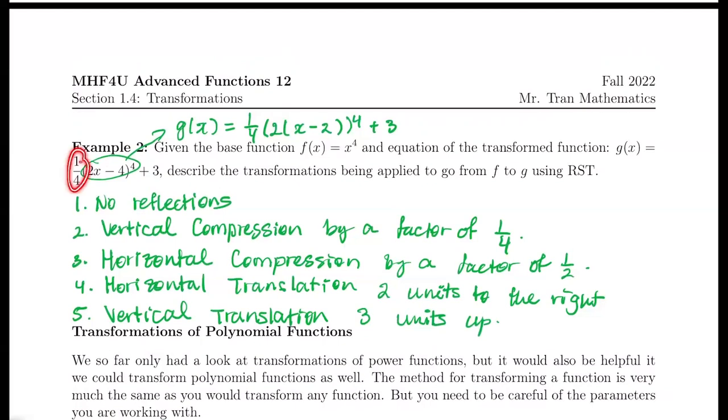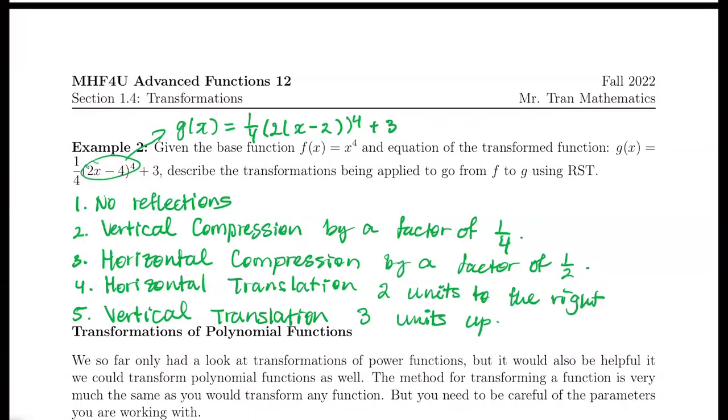We usually go left to right based on how the equation is given. So we would start with any vertical compressions or stretches, and then we would go to any horizontal compressions or stretches, and then we would go to the horizontal translations, and then we would go to the vertical translations. So that's all for the power functions.